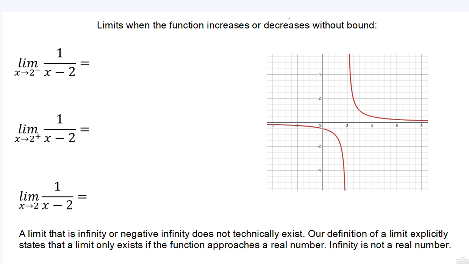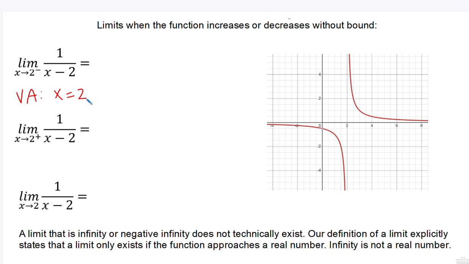You should all be familiar with vertical asymptotes, right? So we're talking about here in this case, the function 1 over x minus 2. It has a vertical asymptote at x equals 2. And we're going to write that over here. It's got a vertical asymptote when x equals 2. Because, well, if I plug 2 into that function, I get 1 over 0.